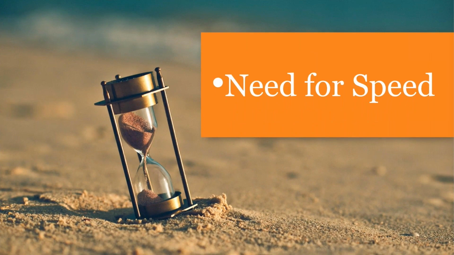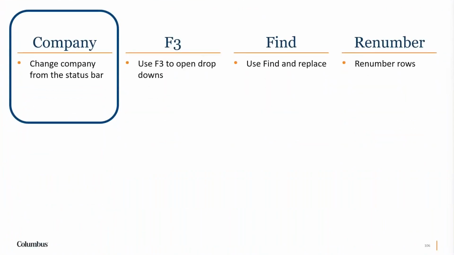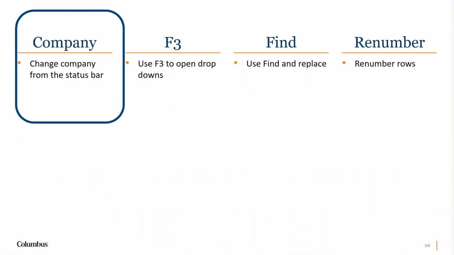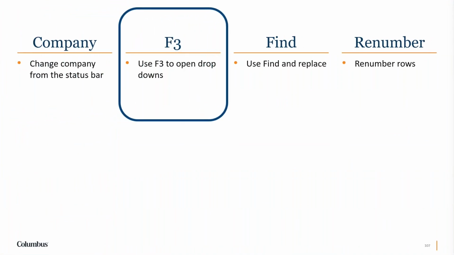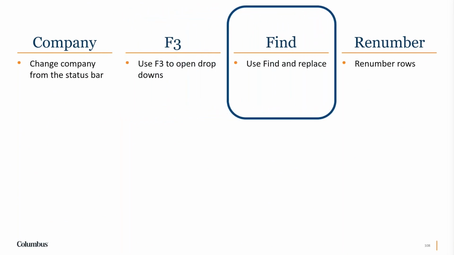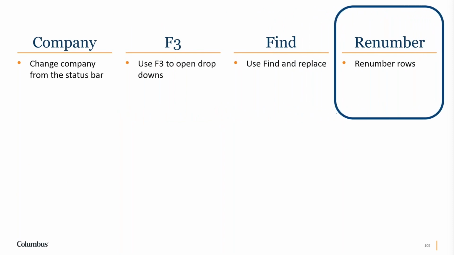All right, the next 4 tips are related to the need for speed. How to change the default company. What does the F3 key do? We'll talk about using the find and replace option, and then how to renumber your rows when needed.